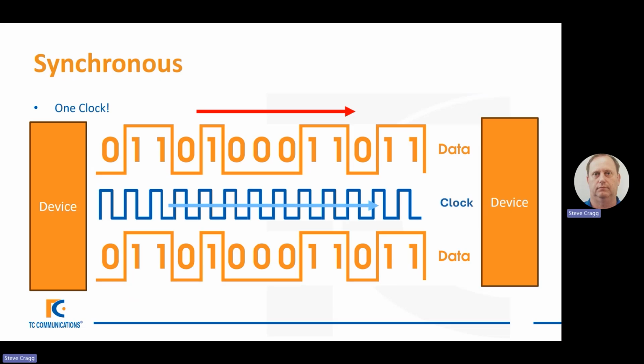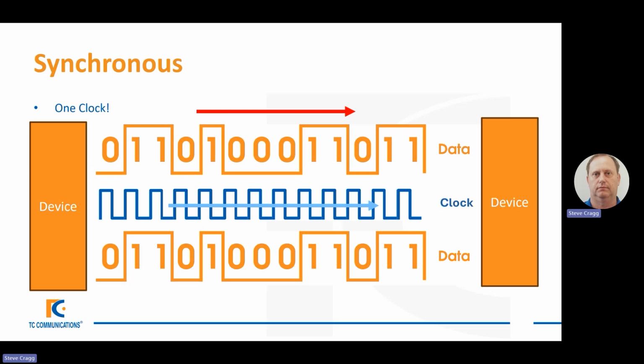Okay, so we look at the device that is transmitting the clock and the data, and make sure that the data is sent at the right time. On the way back, the device from the right sending data back to the device on the left, that also is synchronized with the clock.